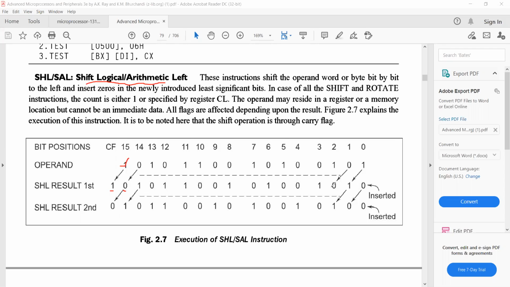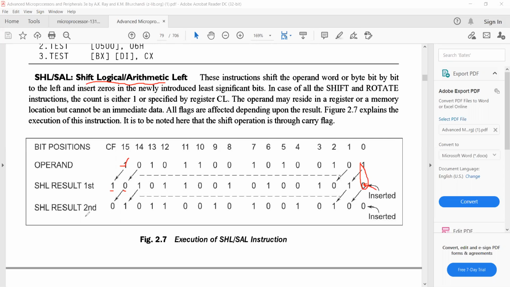When they are shifted left, this LSB position will be left vacant. So there we will insert 0. As we are shifting the bits towards the left side, the LSB position will be left vacant after shifting, so that vacant LSB bit will be filled with 0. That is the meaning. This is the result when we perform the shift operation the first time.